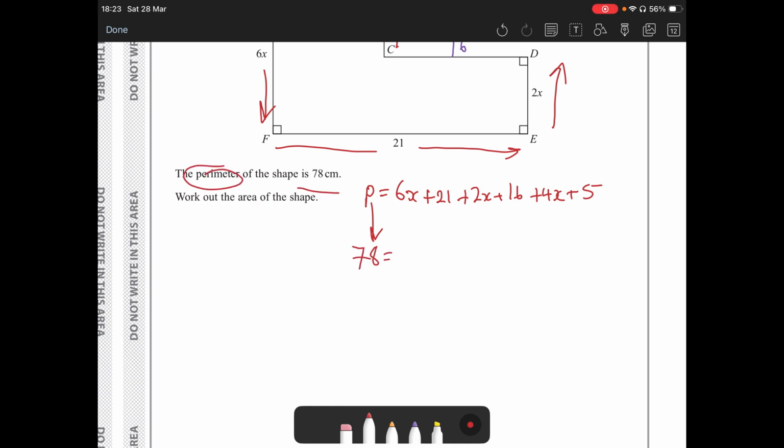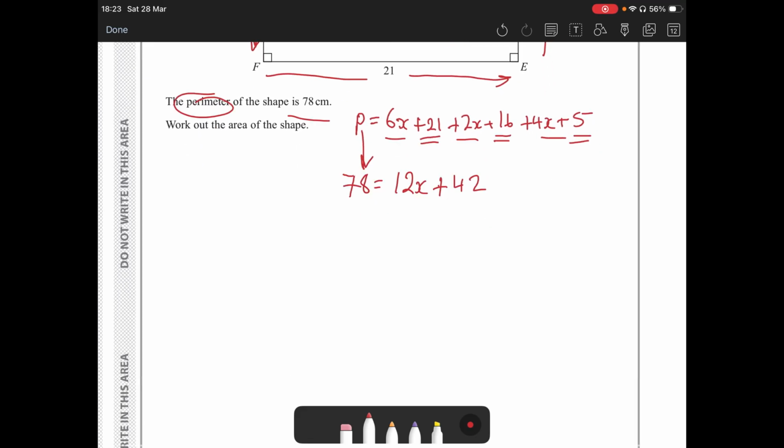So let's do that. And to tidy things up, let's have all the like terms together. So 6, 2, and 4, that's 12x. And your numbers, 21, 16, and 5, give you 42. So now we solve this equation. We solve it by taking away 42, left and right. So 36 is 12x, meaning x is 3.